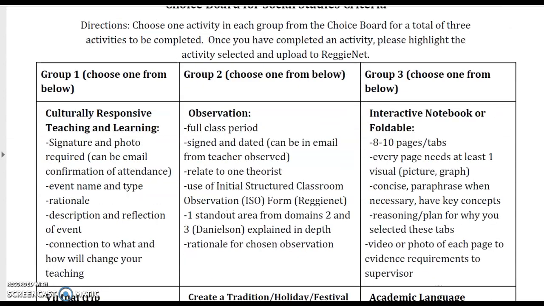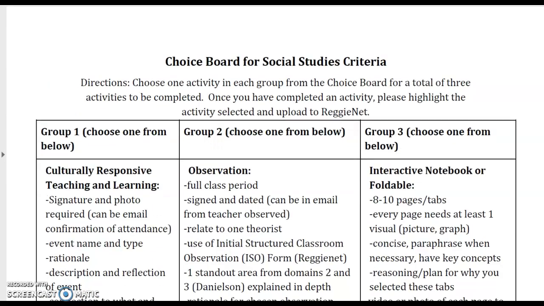As you can see, the choice board criteria for social studies is very similar to some of those in science. There are still 3 groups in social studies, and you will still be choosing one from each group below. In terms of Group 1, the first piece that you could choose from would be culturally responsive teaching and learning.